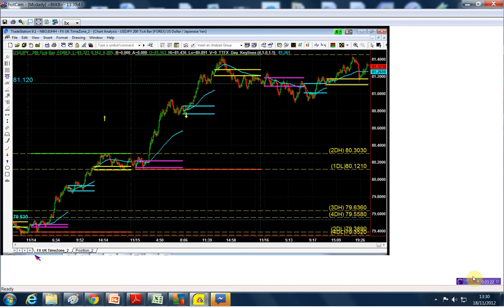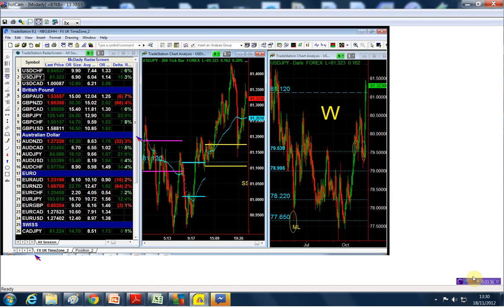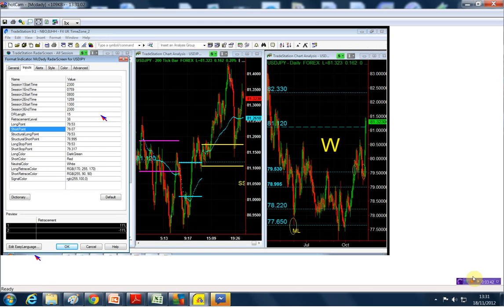So there is no reason for us to short it unless it gets below the structural point. We are going to short it below the 81.12. If it comes below the 81.12, this is where we're going to short. So the plan would be we're going to short the dollar yen below 81.12. That is going to be our structural short point, and it is also going to be our stop.